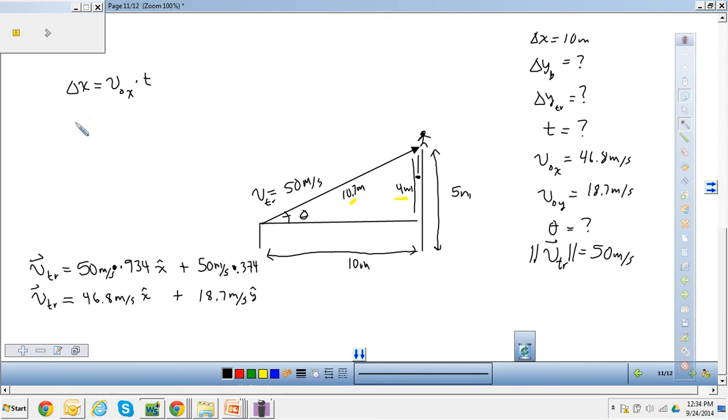So this is going to be 10 meters, and this is going to be 46.8 meters per second times time. How do I solve for t? Yeah. So what is it?